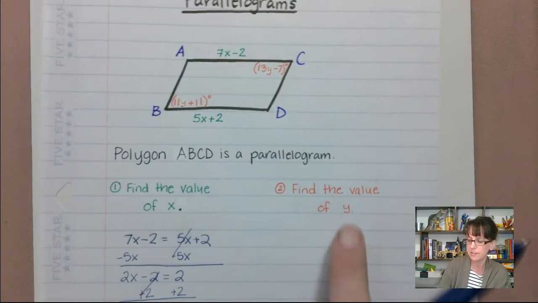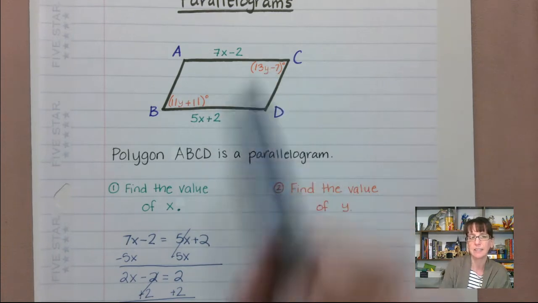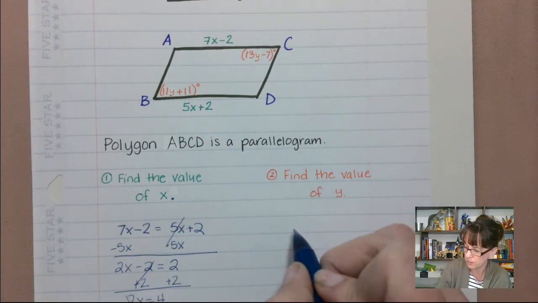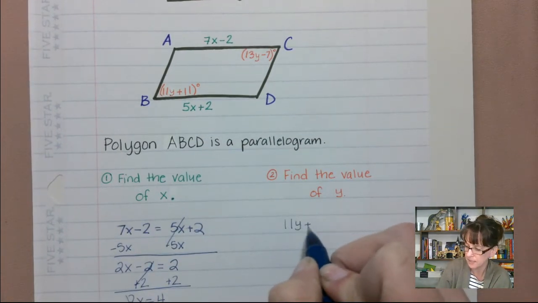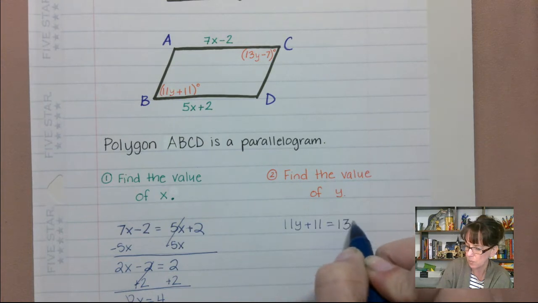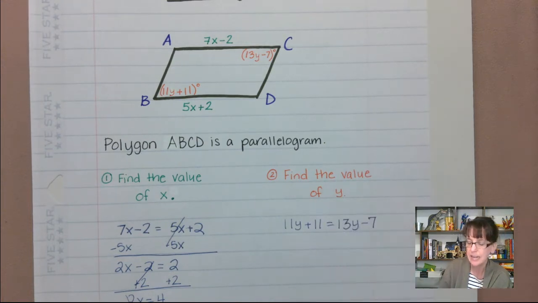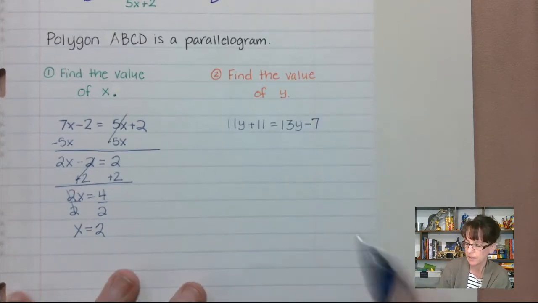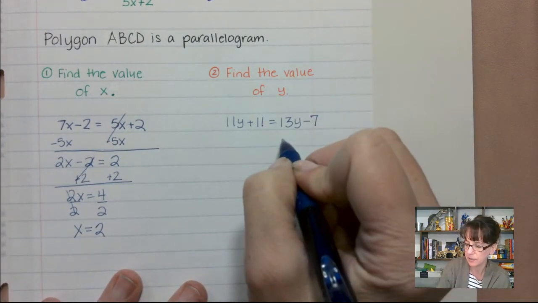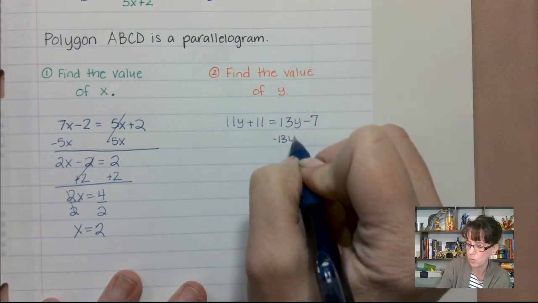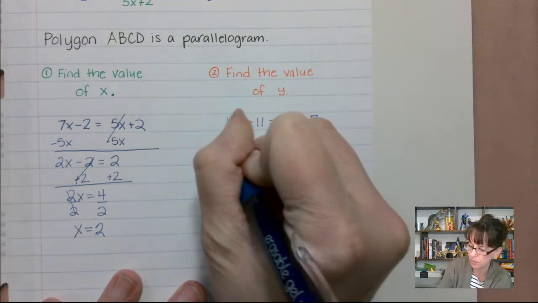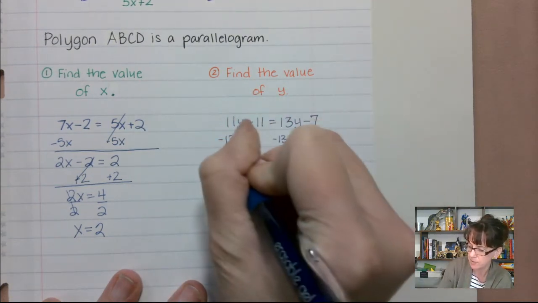So let's look at this. Find the value of y. These guys that are opposite each other are congruent, so 11y plus 11 equals 13y minus 7. Let's go ahead and deal with our variables first. So I'm going to minus 13y. You could also minus 11 if you wanted. I like to move my variables to the left.